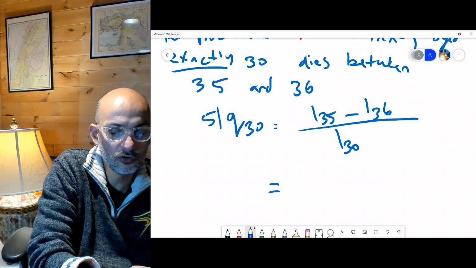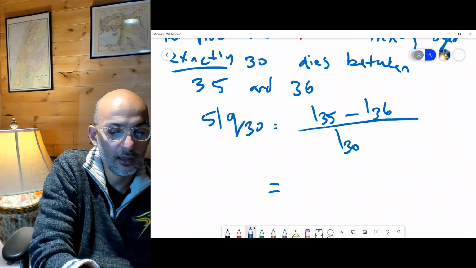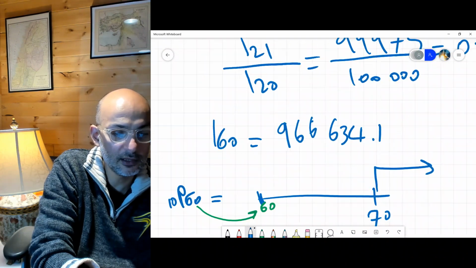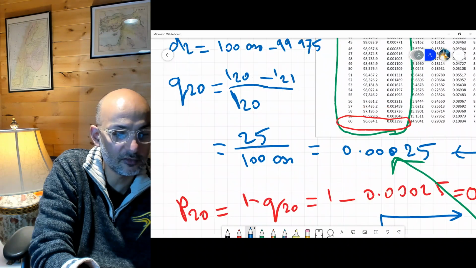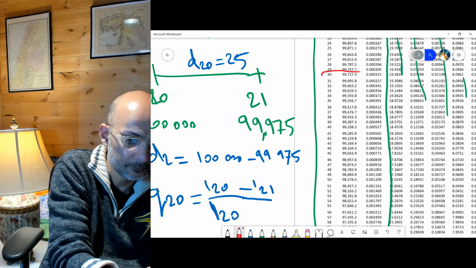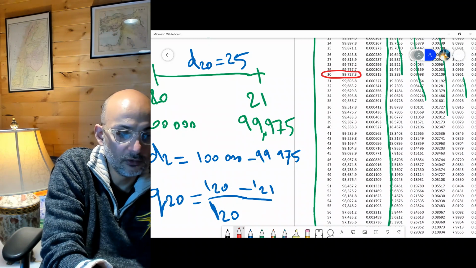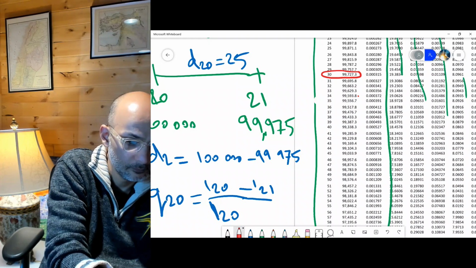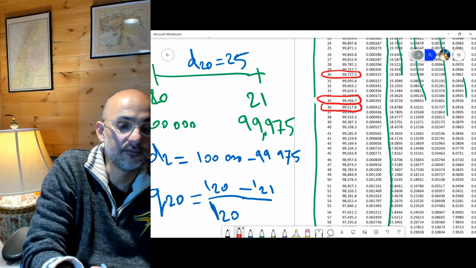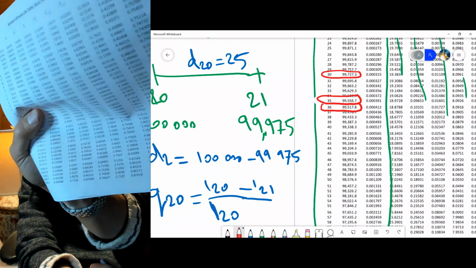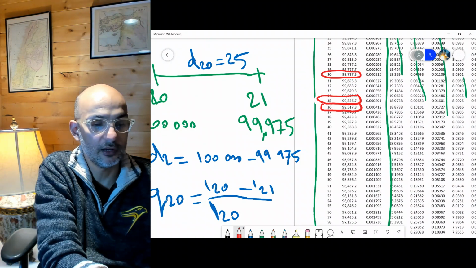You go back to your life table. We need 30, 35, and 36. Let's quickly identify them so you can see where I'm getting them. We need 30, this is the first one. You need 35, this is the second one, and you need 36. Those are what you need. I can't memorize them, but I have the life table with me, so I will copy them down. So L30 goes to the denominator.